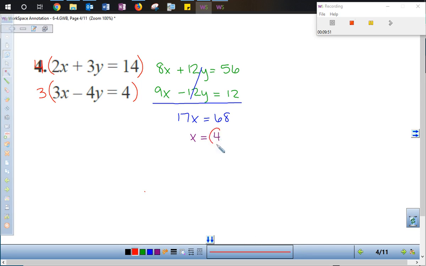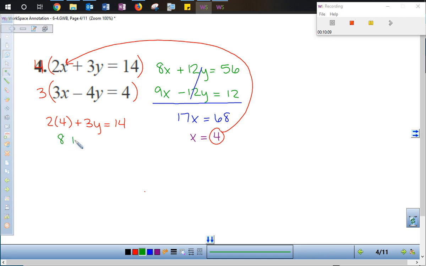Finally, I need to take this 4 and substitute it back into one of my two original equations to get a result. I'm going to substitute it back into my top equation on this one. So when I do that, I'm going to have 2 times 4 plus 3y equals 14. 2 times 4 is 8, so I'm going to have 8 plus 3y equals 14. I can subtract 8 from each side, and that's going to leave me with 3y over here, and 14 minus 8 is 6. So if 3y equals 6, that means y equals 2, and my final answer is 4, 2.